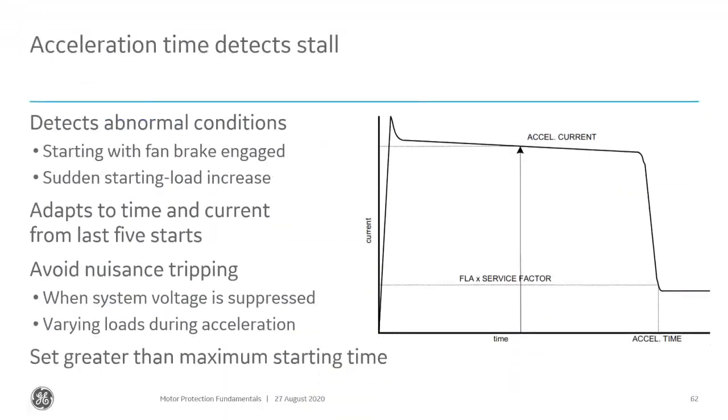Okay, starting control, what we mean by that is your acceleration protection. It looks for abnormal conditions. This is showing starting with a fan brake engaged or sudden starting with a load increase. It adapts to the time and current from the last 5 starts. You want to avoid nuisance tripping when the system voltage is suppressed or various loads during acceleration. So it's set greater than the maximum start time. So you've got your motor acceleration time, your full load amps, and you're allowed to have this acceleration current for a certain amount of time, and then it should drop off, or you want to trip, and it's detecting either a jam or something stalled in the motor.